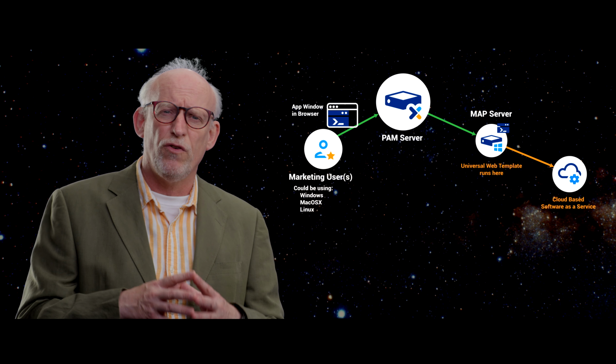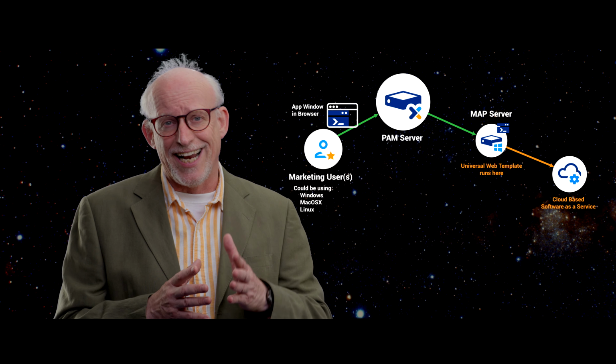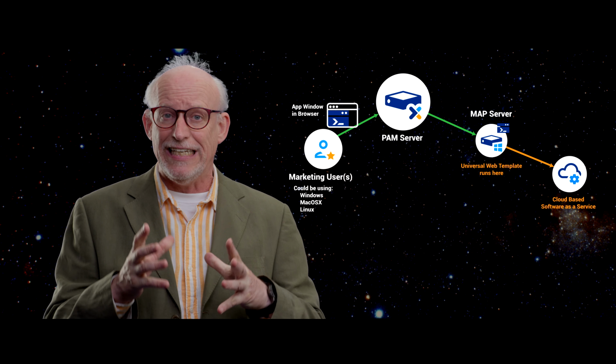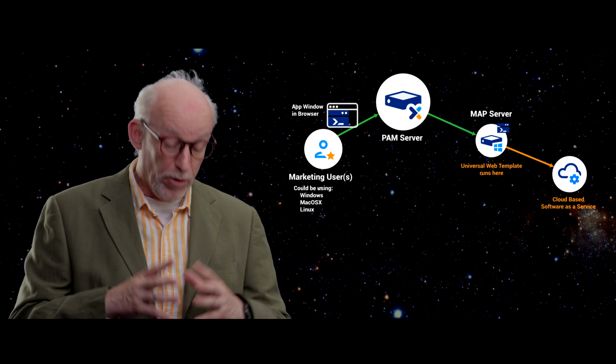Now, the Universal Web Single Sign-On template allows you to define exactly who can have access to those services, and it separates the people from the credentials. We could have shown you almost any SaaS service, but in this example, we're going to show you it working with SEMrush.